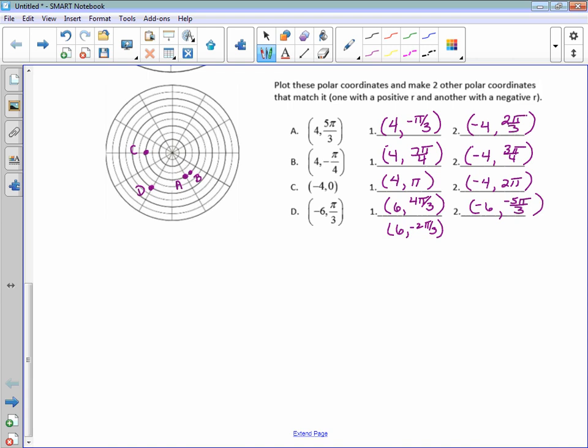Guys, on your calculator, though, I see a couple of you with it out. If you do change your mode to polar, your x key, you know, that's the variable, it's no longer going to be an x. It's going to be a theta. And when you go to y equals, it's not going to say y equals, it's going to say r equals, okay? So it's different.